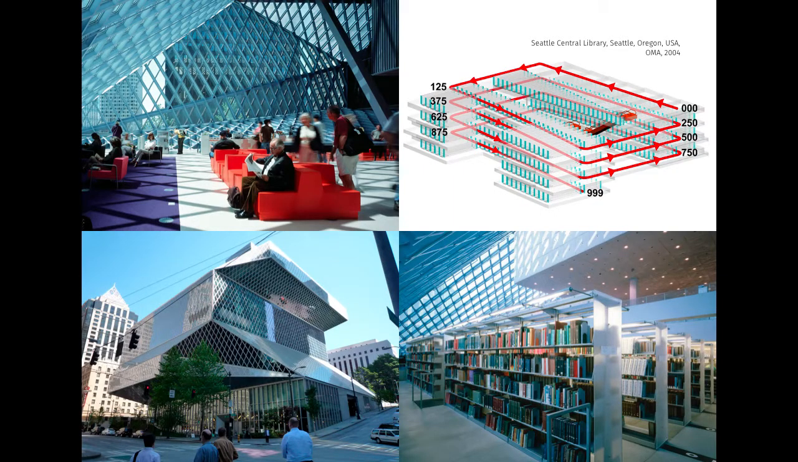And another famous example of a ramped organization, a ramp building, is the OMA Seattle Central Library in America, where the books are arranged on a ramp. So all the books are experienced by wandering around this ramped circulation. The books are all organized in the building in that way.